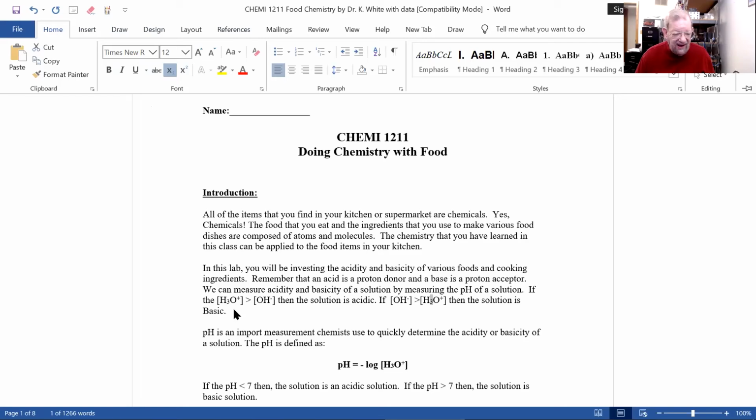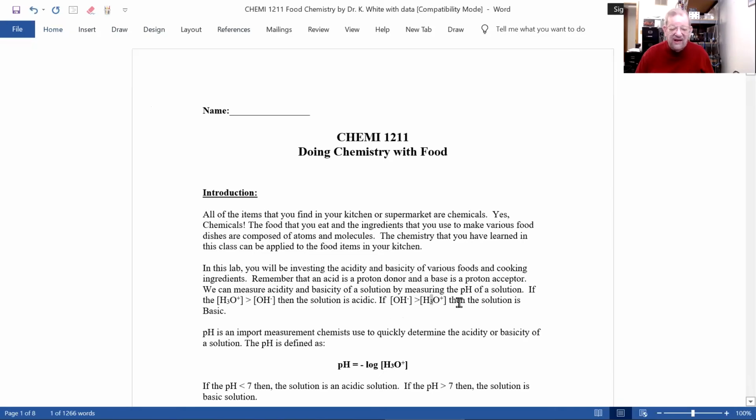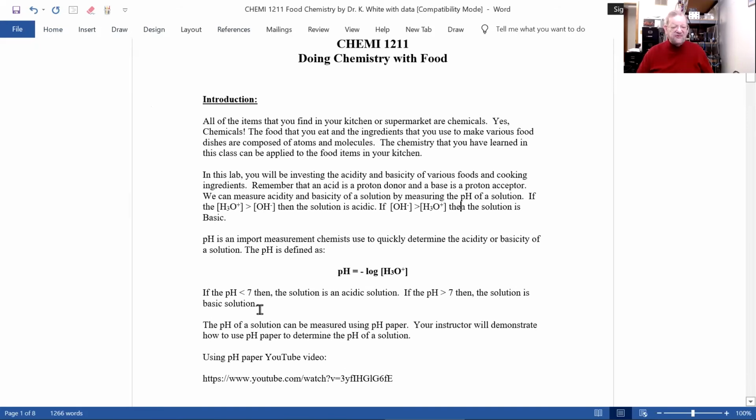If the hydronium ion concentration is greater than hydroxide, it's acidic, meaning there's an acid present. If hydroxide is greater than hydronium, it's a basic solution. Now, instead of using concentrations, we use pH. And pH is defined as minus the log of the hydronium concentration. If the pH of a solution is less than 7, then the solution is acidic. If it's greater than 7, it's basic. If it's equal to 7, it's neutral.